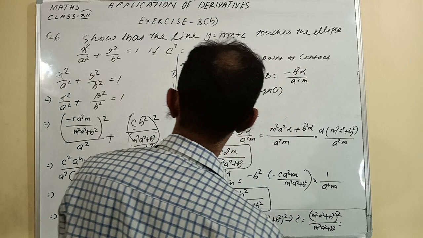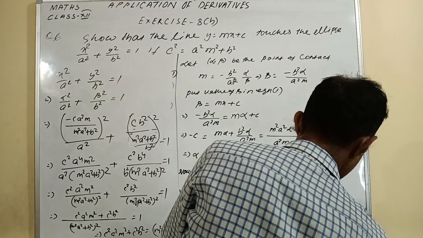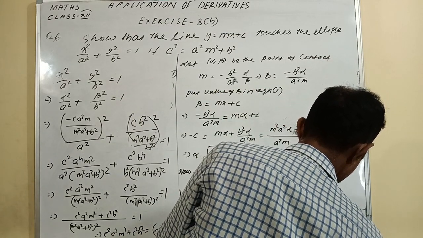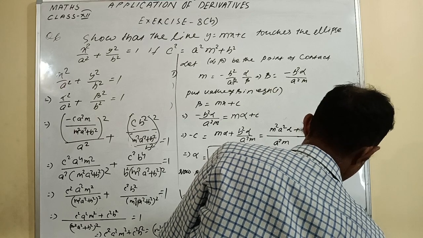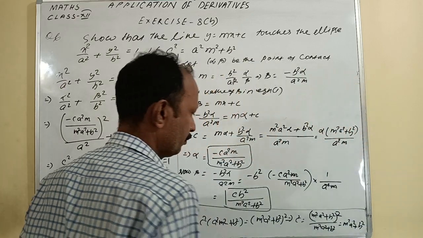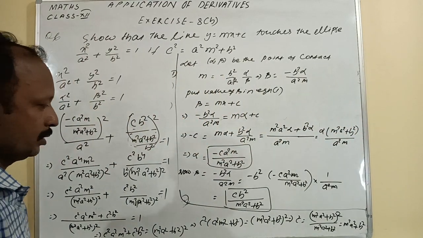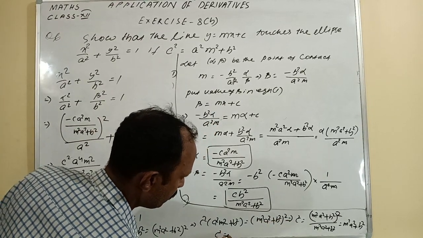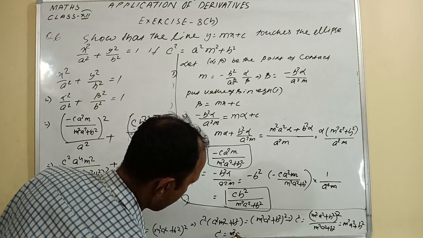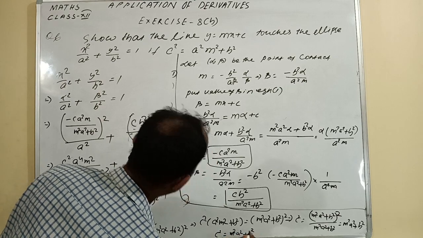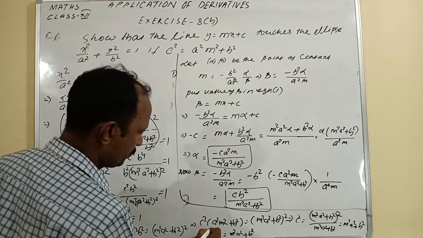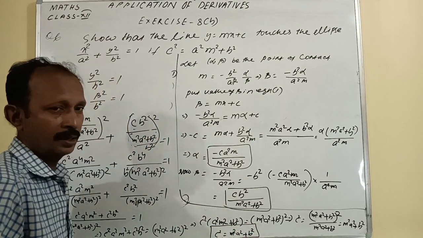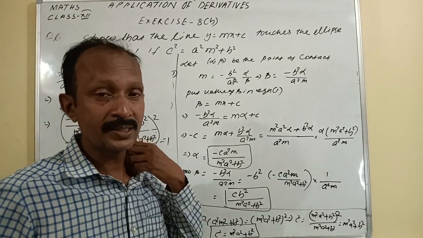This is equal to m square a square plus b square. Clear? We got the answer. That means c square is equal to m square a square plus b square. Proved. So this is about question number 6.